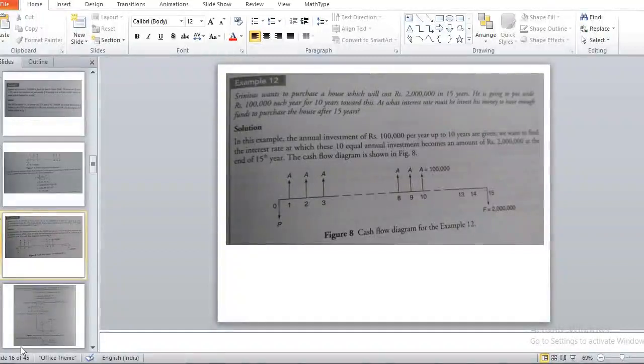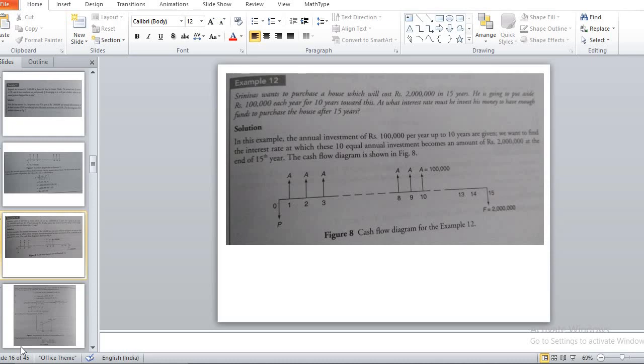Today we will discuss a new type of example. That example is based on a rate of return analysis. Rate of return is concerned with the interest rate on an investment, that is, how much rate on that investment in terms of amount and in terms of period.